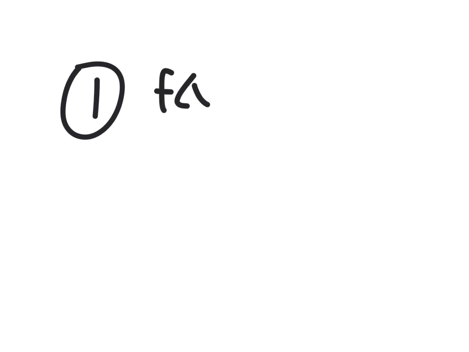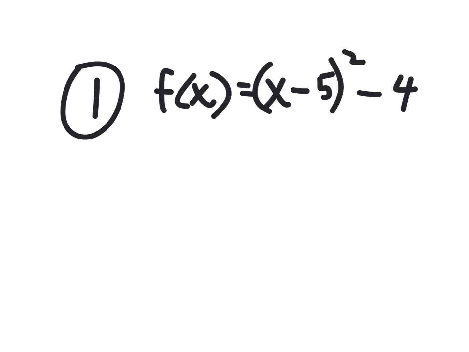Dylan Cole, would you read me number 1? F of x equals x plus 4. I heard the beginning and the end. Can you tell me the middle again? F of x equals what? X minus 5 squared. Parentheses. -4 like that? Yeah. Thank you. All right. And the first question is just what's the vertex?